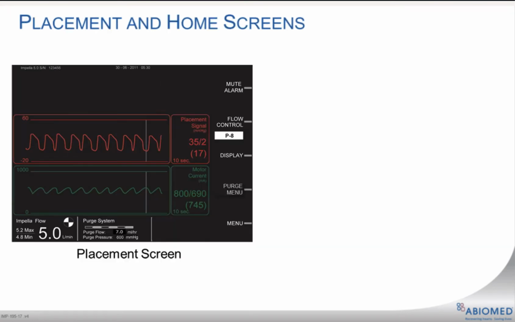The placement screen displays real-time operating data for the system. This is the default screen once case start is complete. The screen displays the placement signal waveform and, below it, the motor current waveform. These waveforms are useful for determining the location of the catheter with respect to the aortic valve.